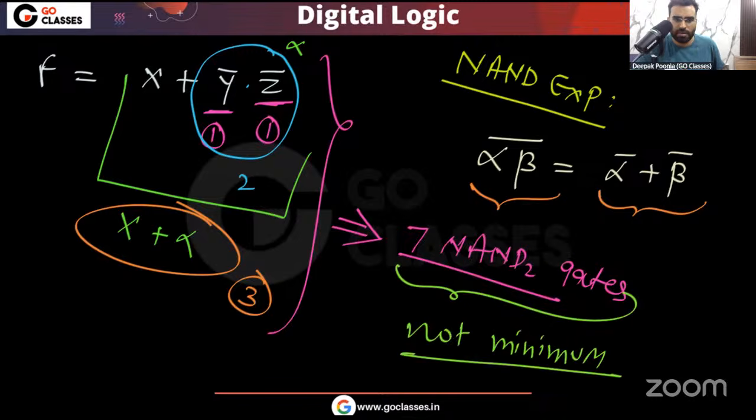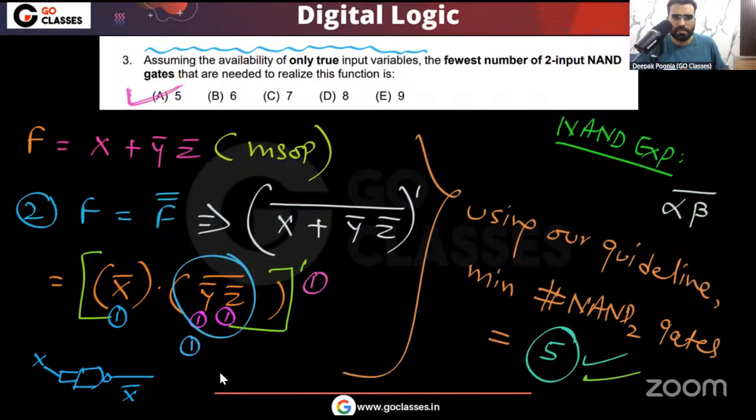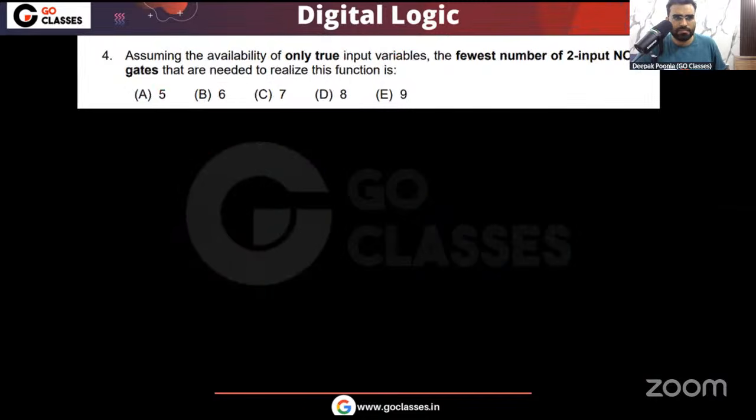This is not minimum. Okay, I hope you understood. So for this question, you can see the answer will be option A. Simple point. Okay, now let's see the next. This is the fourth part.